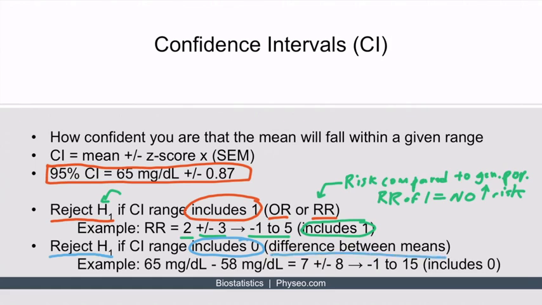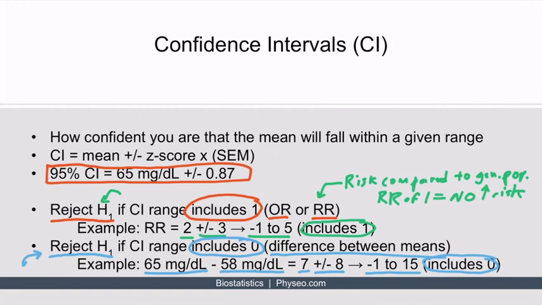For example, if group A in your study has an average of 65 milligrams per deciliter, but group B has an average of 58 milligrams per deciliter, and you are just wanting to compare these directly, in other words, just find the difference between them, then you would find that the difference is 7, because 65 minus 58 is 7. And if your confidence interval is plus or minus 8, this would give you a range of -1 to 15, and this includes 0. Thus, you need to reject H1.